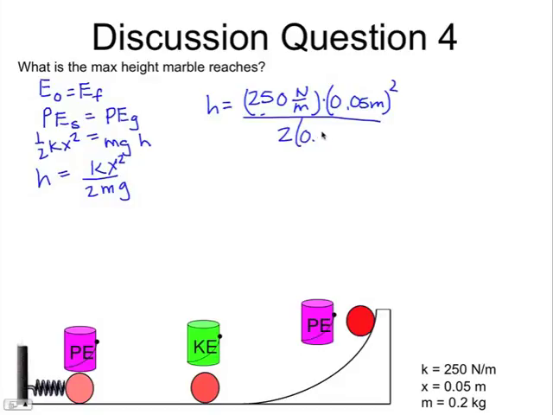Our mass is 0.02 kilograms, and gravity is always 9.8 meters per second squared. When we solve for this, we should get a height of 1.59 meters. Make sure that you plug these numbers into your calculator and that you are verifying this as well.